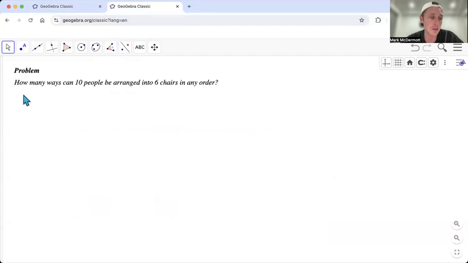Here's a problem you can try. Let me know in the comments, or otherwise, how you go. How many ways can 10 people be arranged into 6 chairs in any order? It's very similar to what we just did. You'll probably need your calculator to work some of these out.